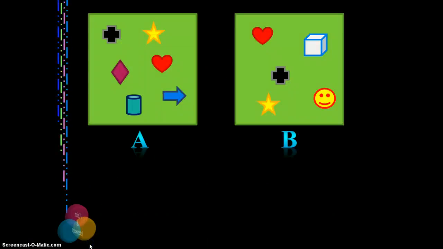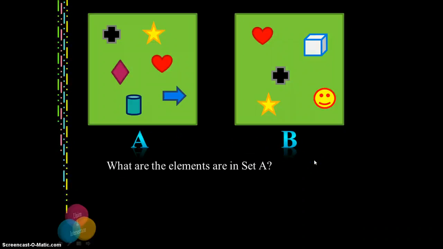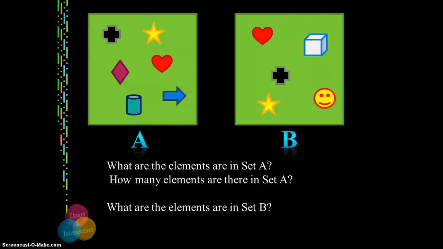So we have here two sets, set A and set B. What are the elements that are in set A? How many elements are there? What are the elements in set B? And how many elements are there in set B?